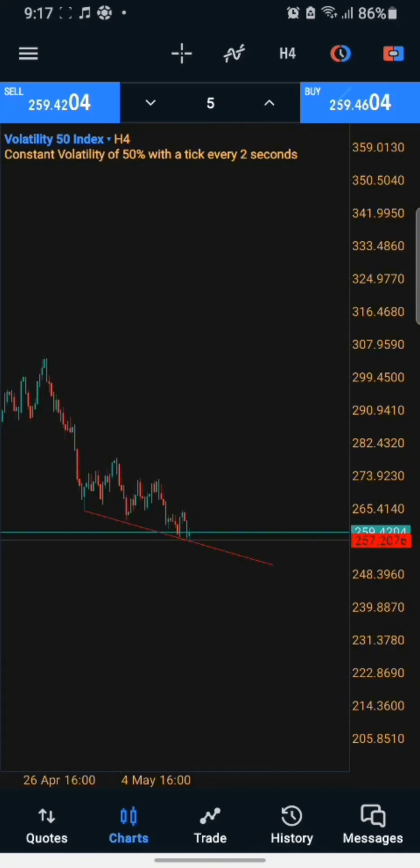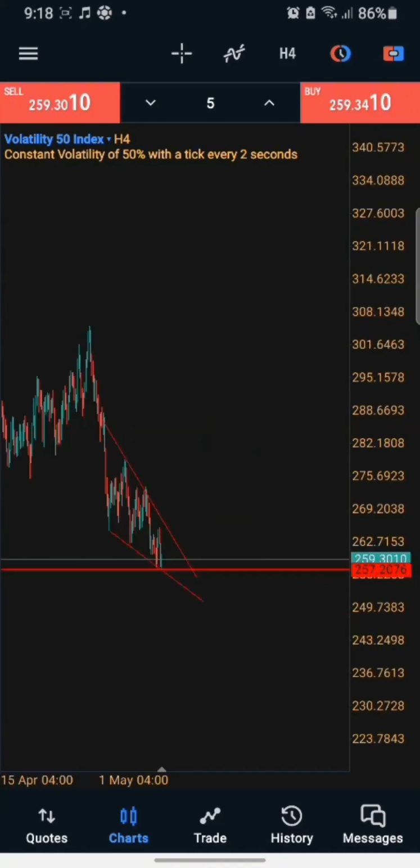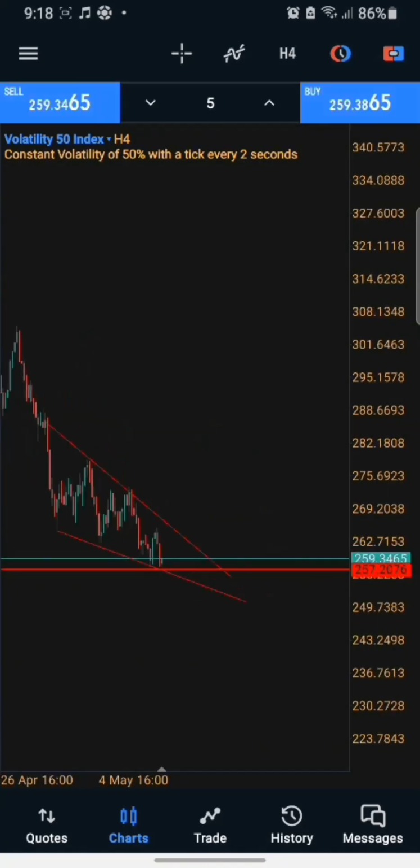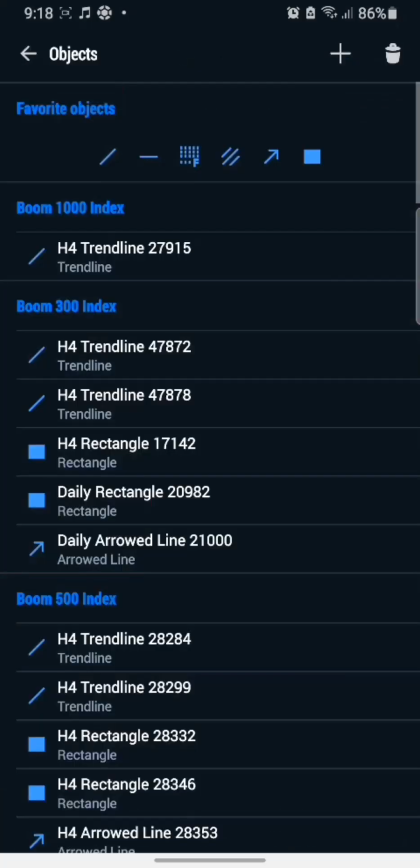Then we draw another trend line at the top that is marking the trailing resistance. These areas are very important because they tell you the trend of the market, whether the market is going downwards or upwards, or it is choppy or ranging.